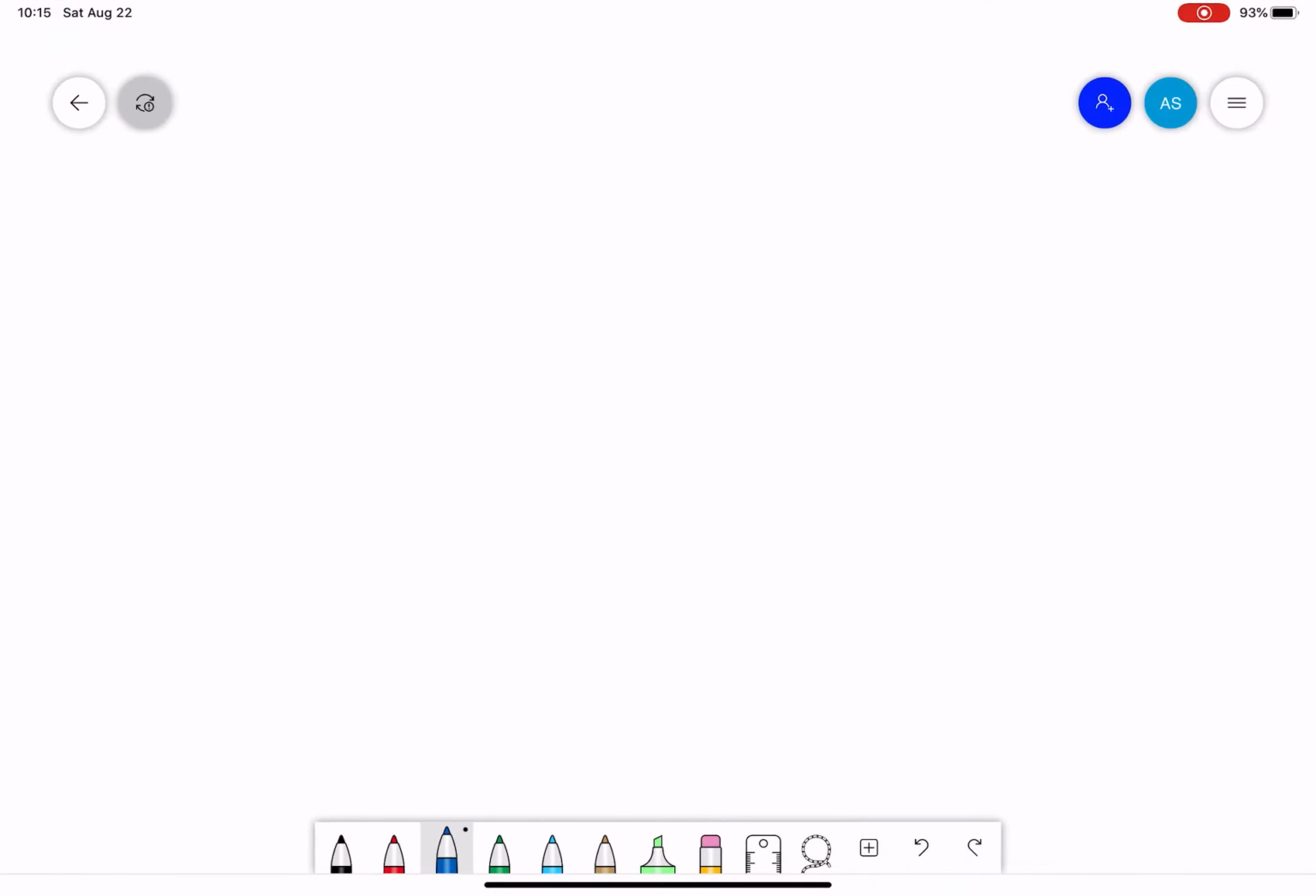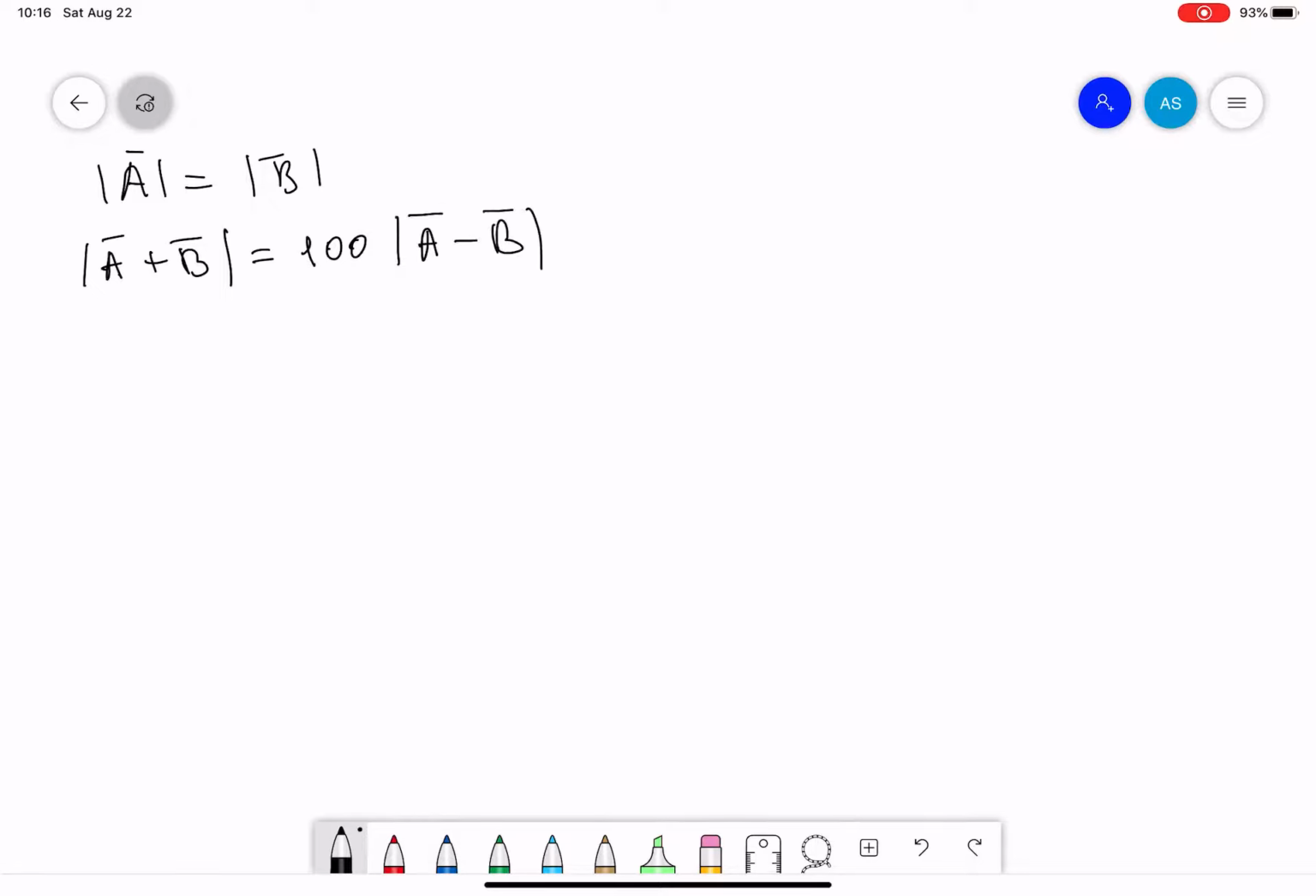Okay, so let me solve this problem. First of all, we know that our a vector is equal to the b vector in terms of magnitude. Then it also says that our a vector plus b vector is equal to 100 times a vector minus b vector. Now, if you want to find the angle between a and b, what we can do is square both sides and take the square root.